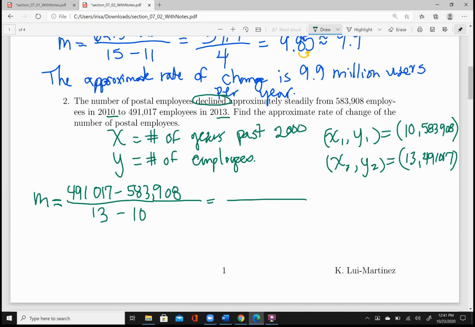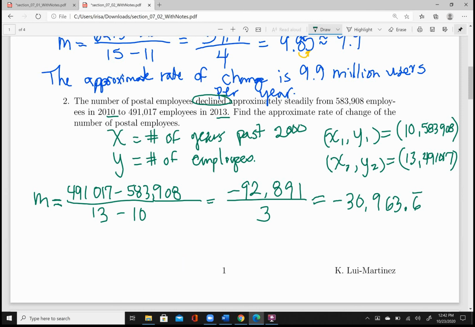I got 491,017, and I'm subtracting 583,908, and I'm going to get negative 92,891. And then 13 minus 10 is 3. Okay, so let's divide this number by 3, and we will get this number, negative 30,963.6 with a vinculum.